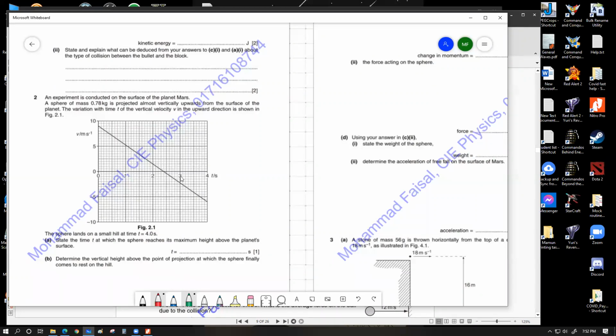So the difference of these two areas basically gives you the height of the hill. This is the rise height, this is the fall height. The difference gives you the height of the hill. That's pretty much it for this part.